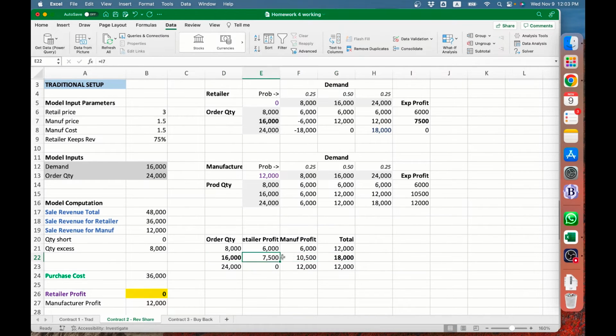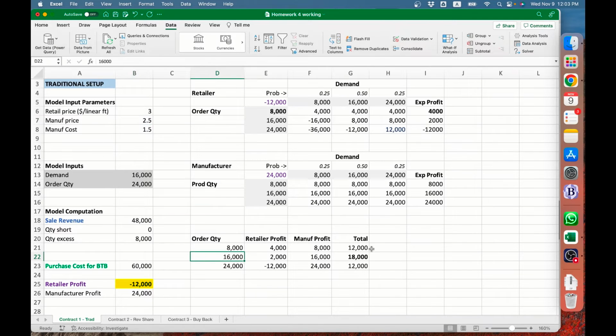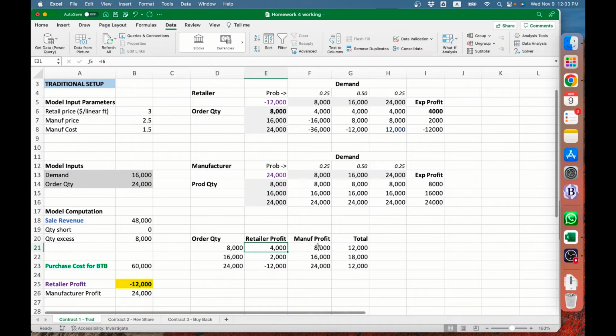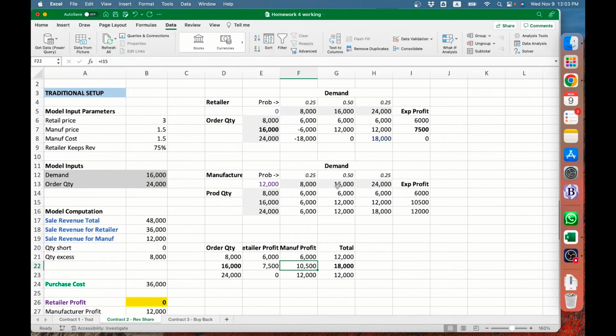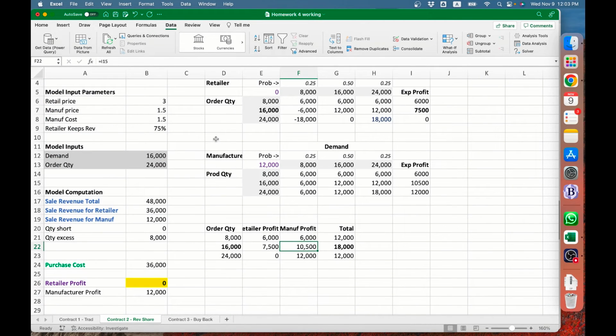profit, and this is what the retailer and manufacturer make, and they're better off than before, because previously the retailer was going to make 4,000 because they were ordering 8,000, and now they're making 7,500. That's more than 4,000, close to doubling their profit. And the manufacturer was making 8,000 because of the retailer not ordering enough, and now the manufacturer makes 10,500, which is more than 8,000. So both players would be happier in this scenario than in the previous one.